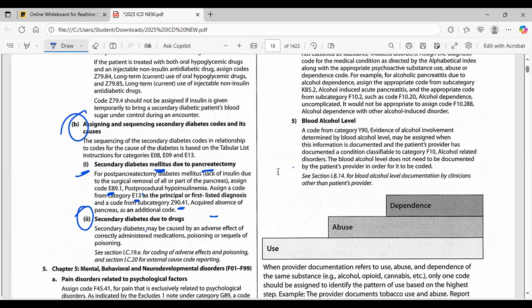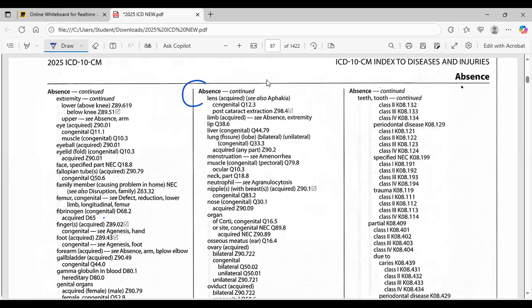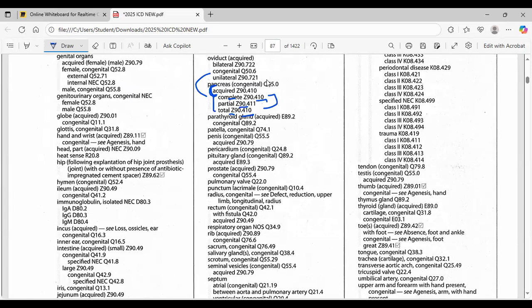Z90.41. To find the code for the absence, you have to refer to absence in the index. Under absence, you have to find the organ which is missing. So in our case, we are looking for the pancreas. So here we have the pancreas.